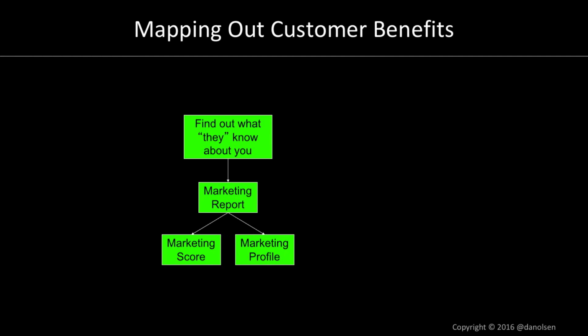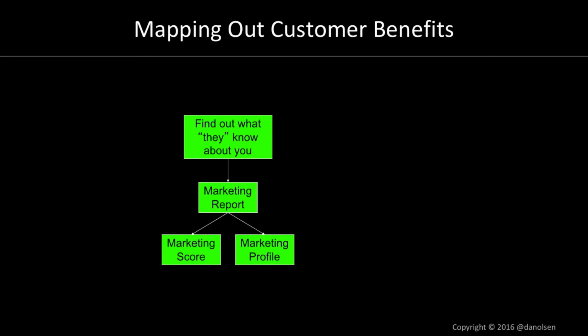And there were two execs and they had slightly different ideas, but what they agreed upon is the core of it was this idea of transparency. Find out what they know about you. What is in those marketing databases that determines the mail that you get? And the features for that in the solution space would be a marketing report, which would be like a credit report, a marketing score, which would be like a credit score, and a marketing profile that would kind of show what they thought your demographic profile was. They both agreed that was the core.